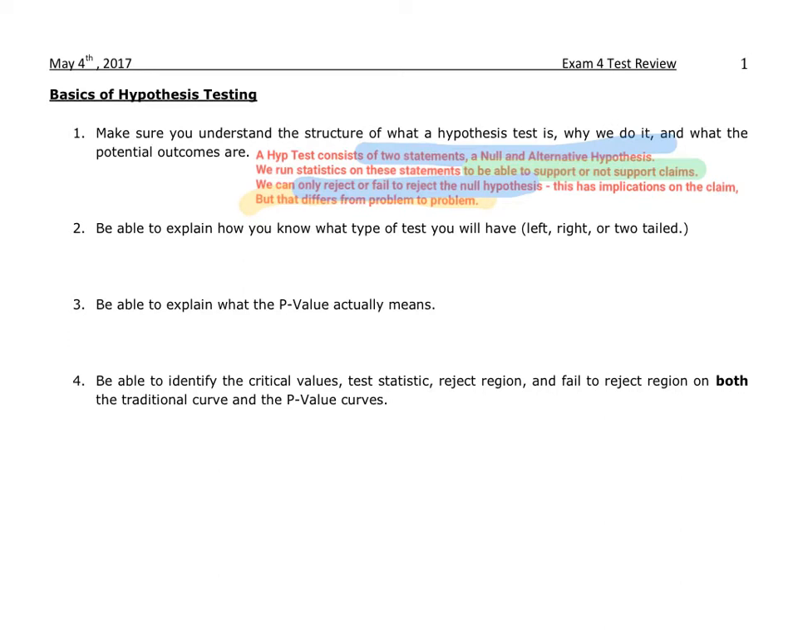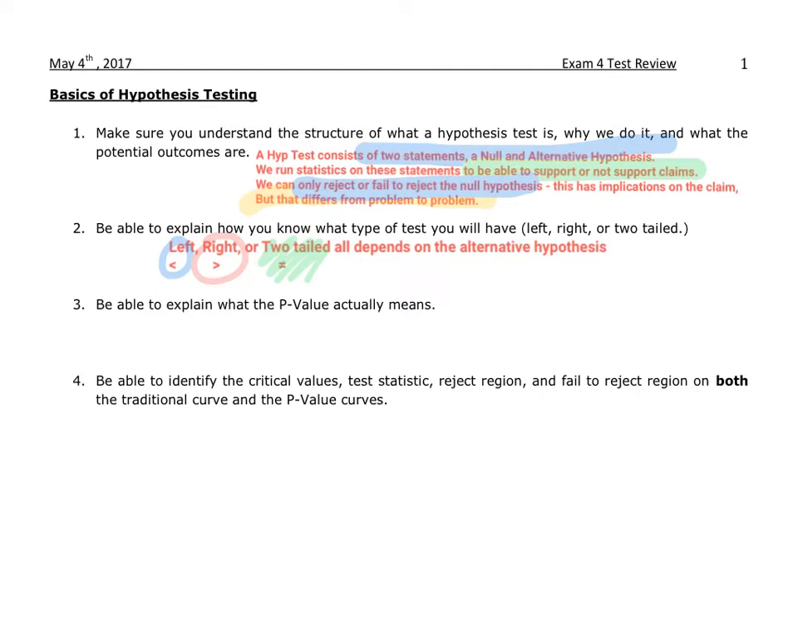The next question here is talking about what type of tail you're going to have: left, right, or two-tailed. All that's based on the alternative hypothesis. And you can see here I've identified that when the alternative hypothesis has a less than sign, it's going to be a left-tailed test. A right-tailed test is going to be a greater than symbol. And then two-tailed is going to be the not equal to. So that's going to tell you directly exactly what type of tail test you've got.